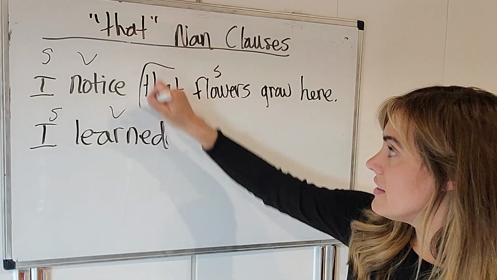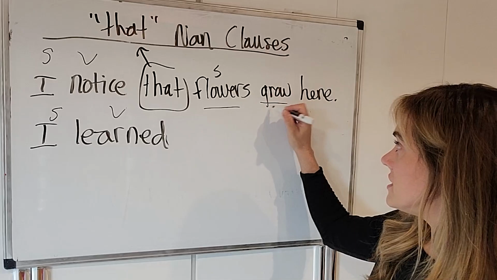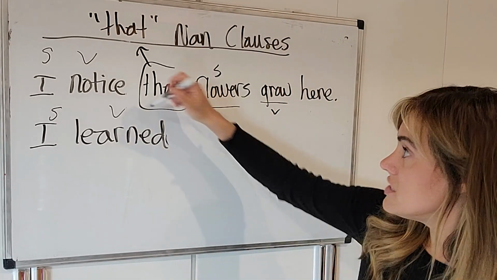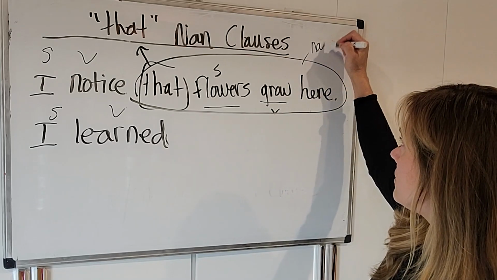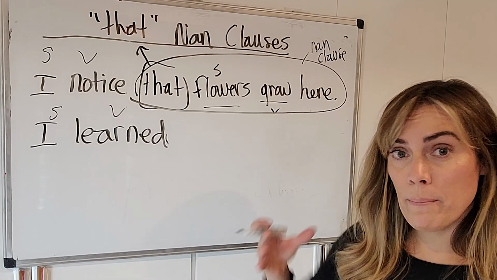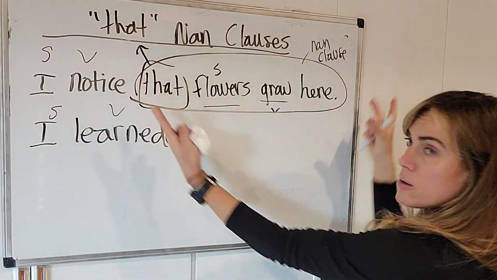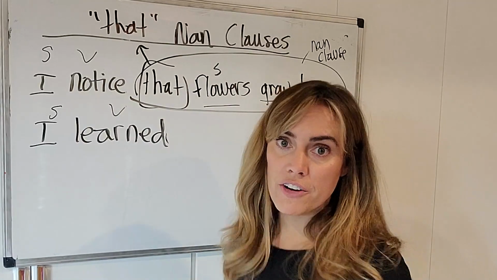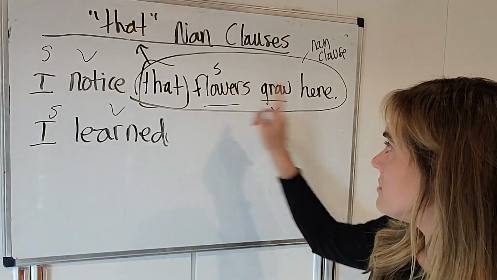Okay, here's my that word. Here's my subject and here's my verb. This whole thing is a noun clause. It's acting like one big noun because it comes after a verb. It's the object of that verb. It's a noun clause because it's a clause. It has a subject and a verb.